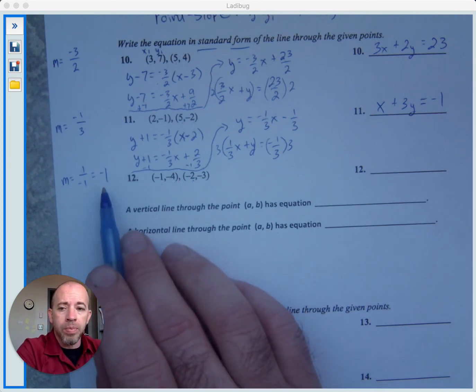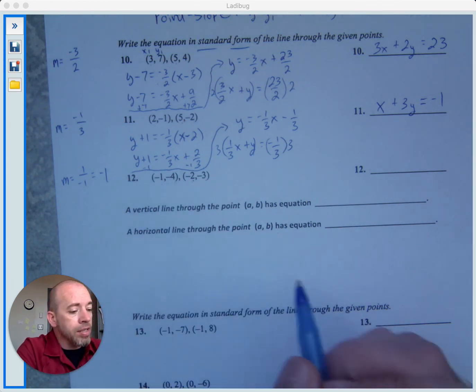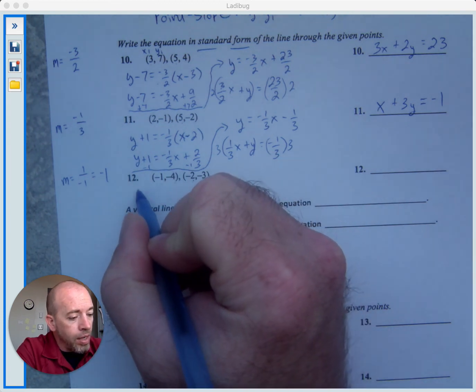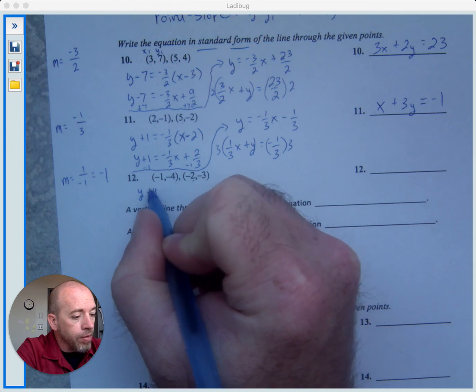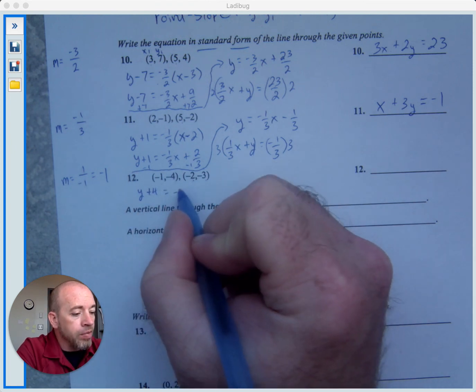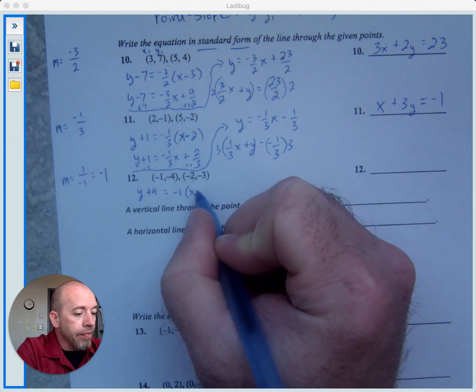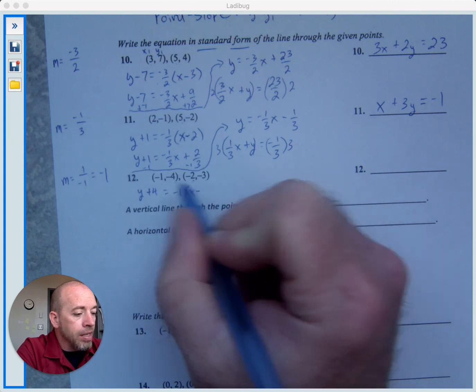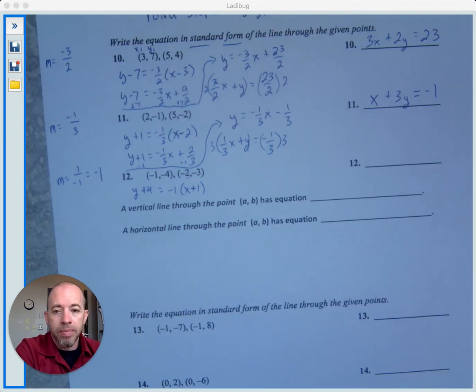because your slope is not a fraction, so there'll be kind of fewer steps here. I'm going to use the first point again, so we'd have y minus negative 4, which is y plus 4, equals our slope, negative 1, times the quantity x minus negative 1, which is x plus 1. That is my point-slope form.